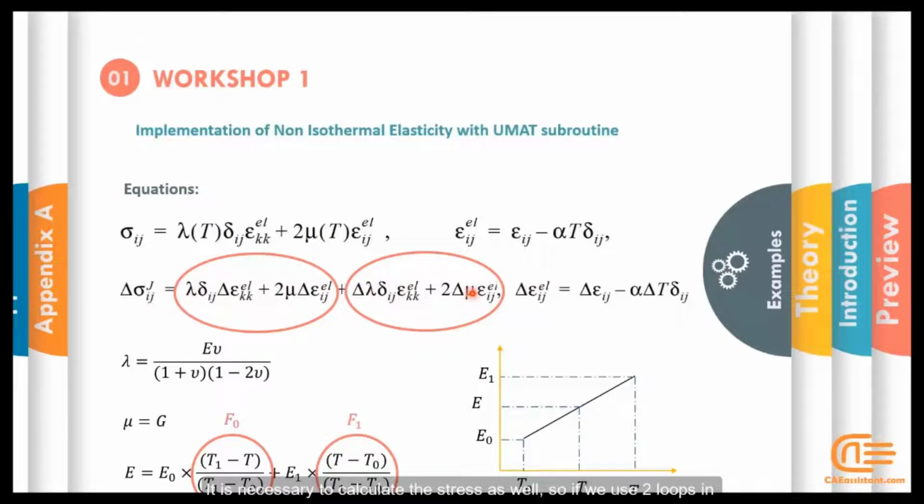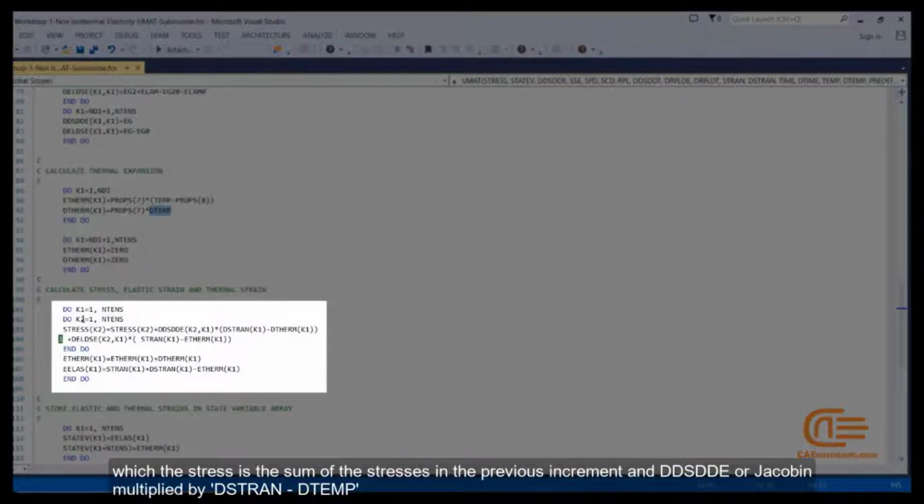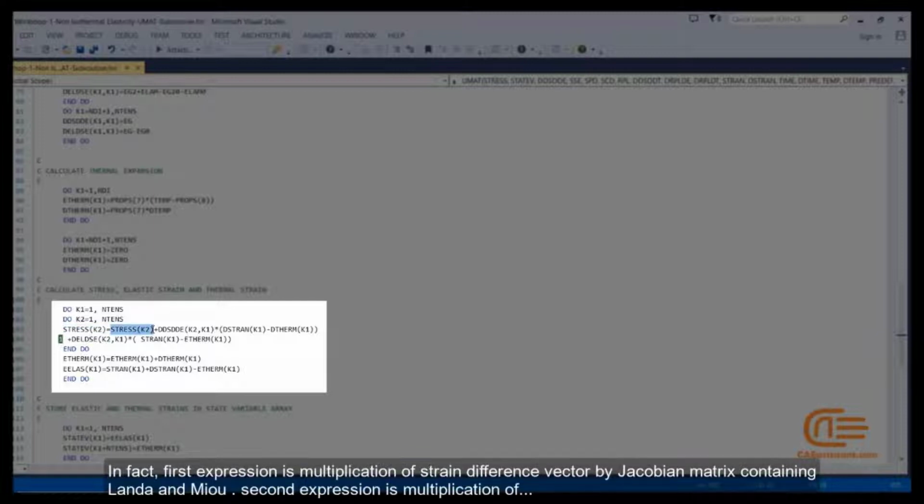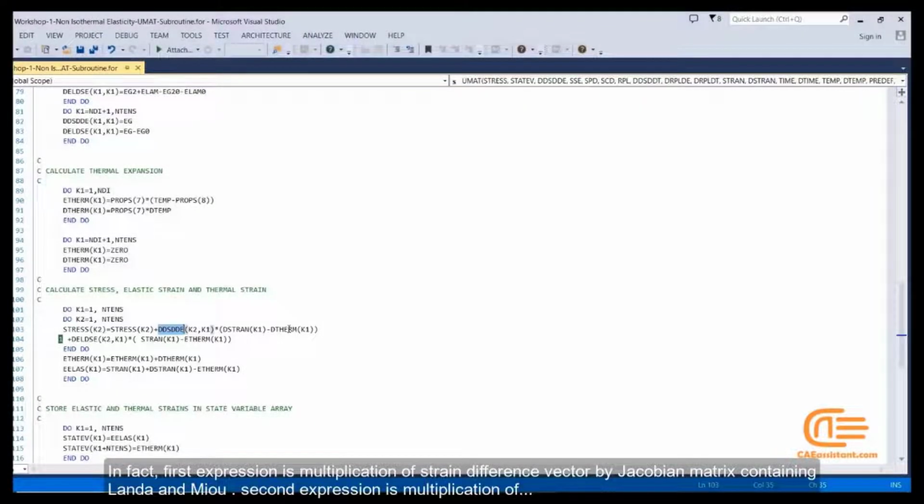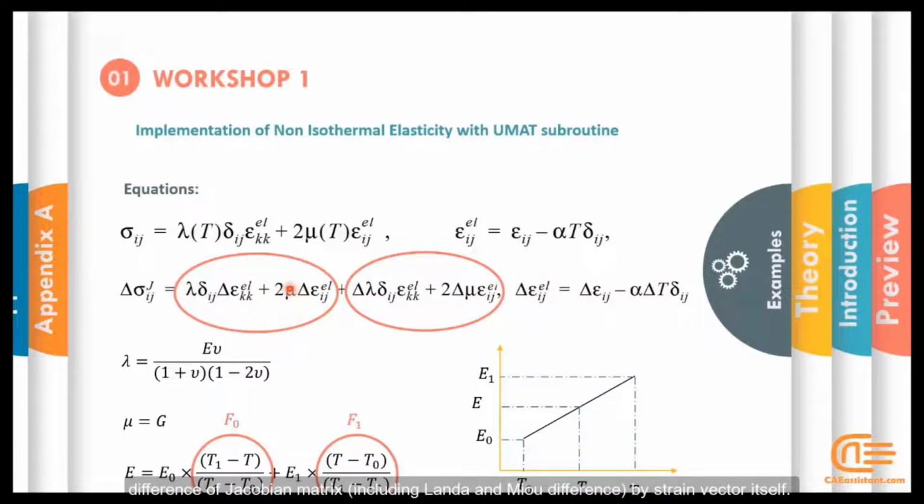It is necessary to calculate the stress as well. So, if we use two loops, in which the stress is the sum of the stresses in the previous increment and ddSTDE, or Jacobian multiplied by dstron dtemp. In fact, first expression is multiplication of a strain difference vector by Jacobian matrix containing lambda and mu. Second expression is multiplication of difference of Jacobian matrix including lambda and mu difference by a strain vector itself.